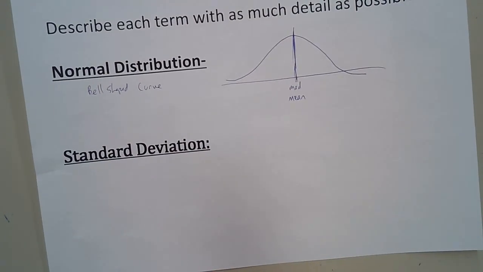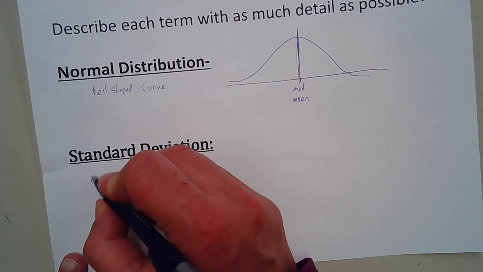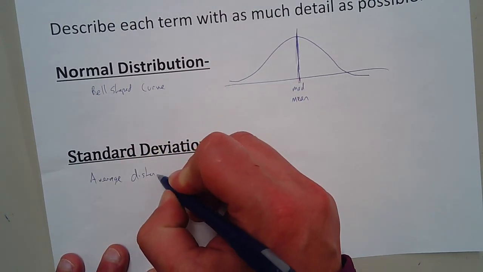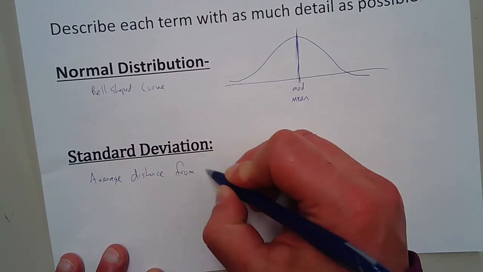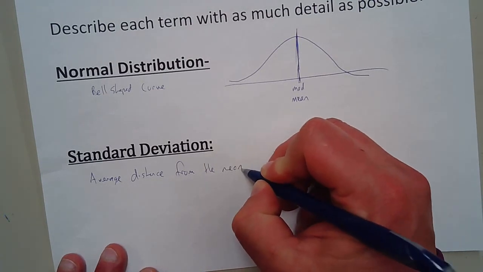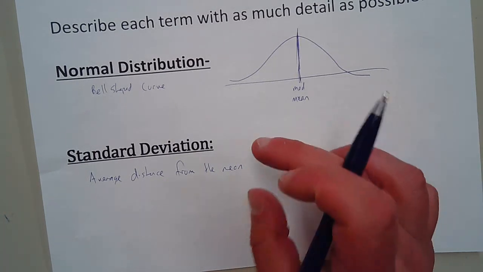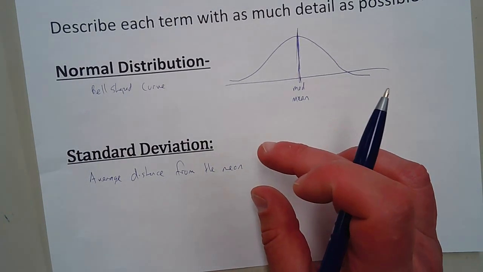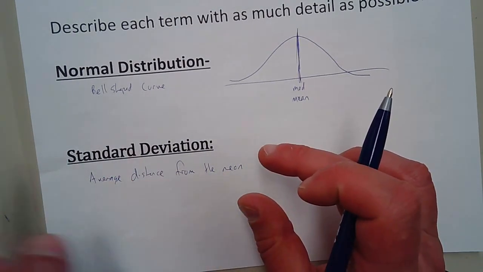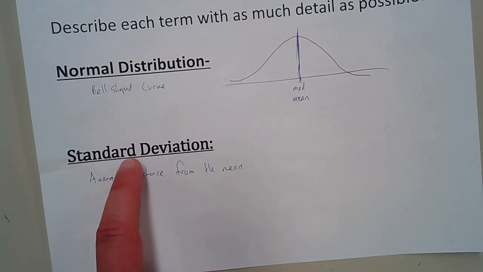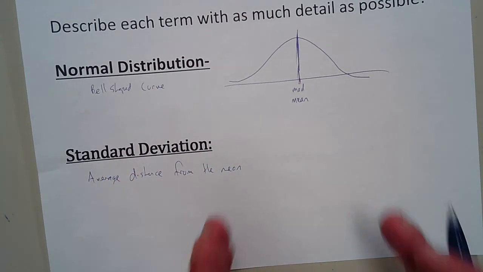And then we have what's called standard deviations. So if you remember, we defined this as the average distance from the mean. And so this is when you have a set of a bunch of numbers and you calculate what the mean is. If you calculate on average how far each of those numbers are from the mean, that number is the standard deviation.